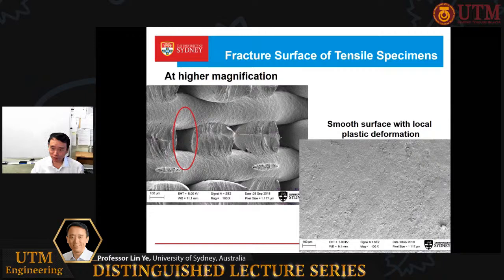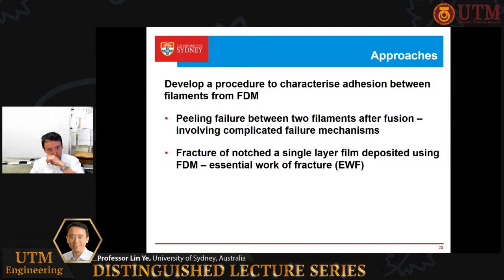If you look at the microstructure, you can see there's a clear difference. Of course, those tiny defects form small stress concentration risers, so eventually they cause premature failure. Then how do we understand this? This kind of material is made from individual filaments, so we are thinking of creating a method to observe the peeling between two filaments after the fusion, to see how good it is.